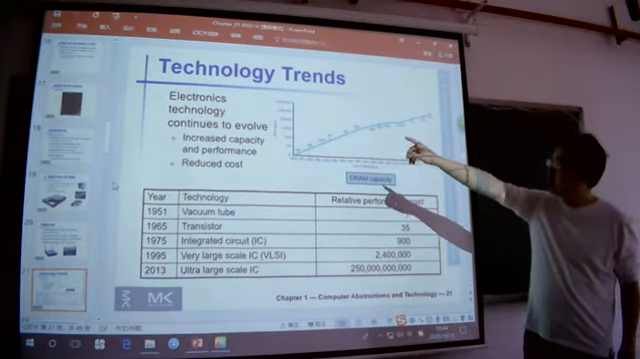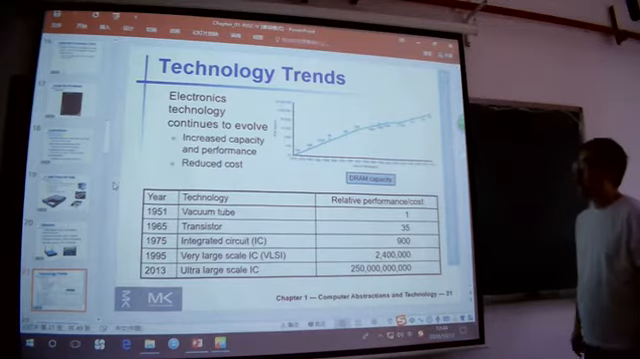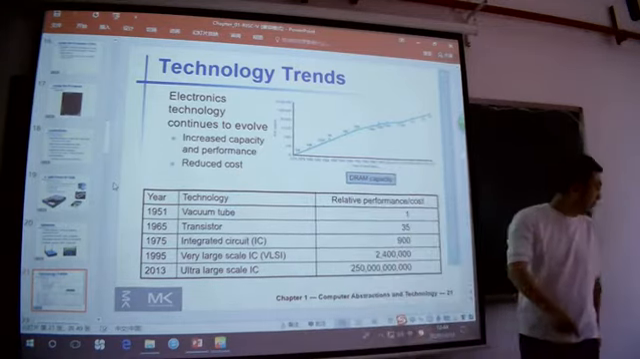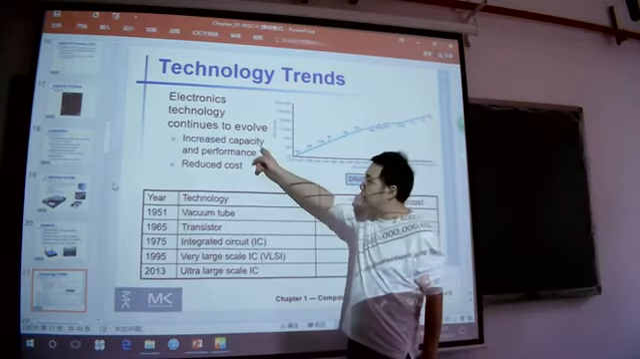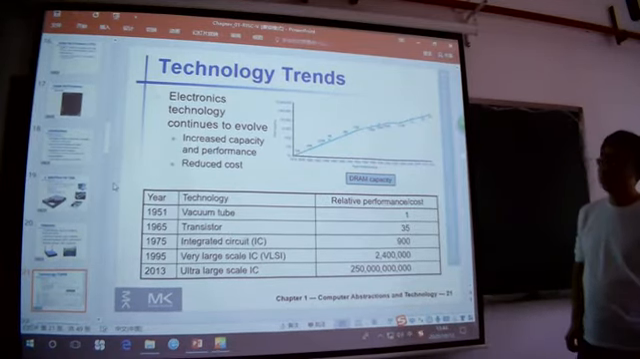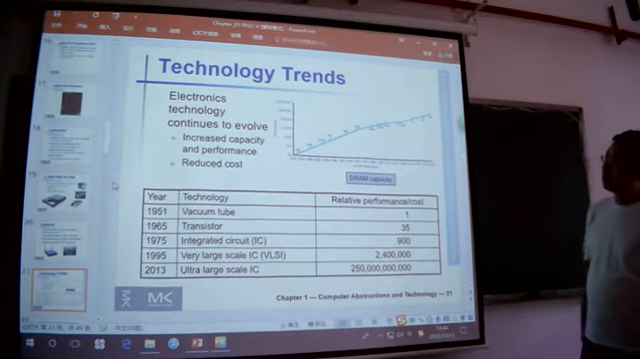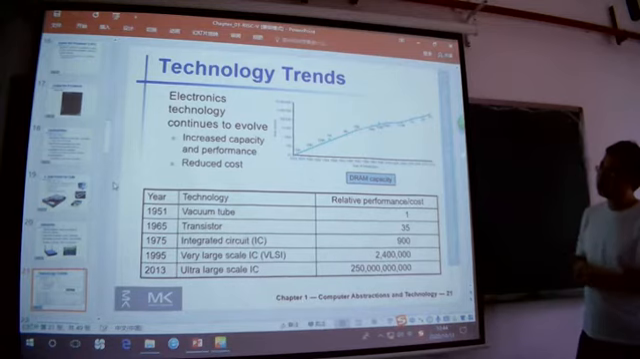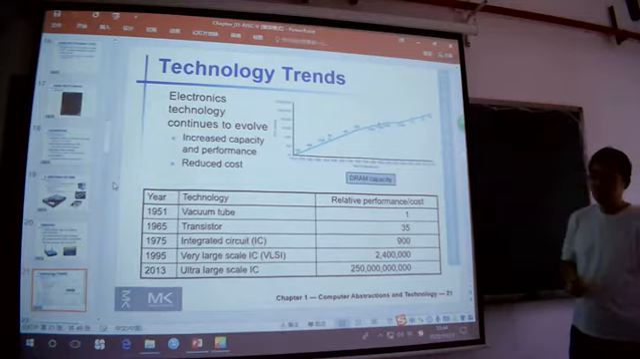So you can find the electronics technology continues to evolve. We find increased capacity. We can find the increased capacity and the performance are very important. Reduced cost is more important than the others. So we use reduced cost to produce useful computers.